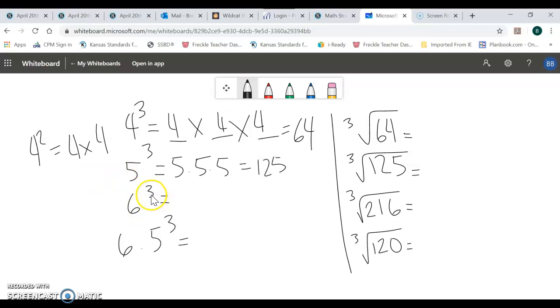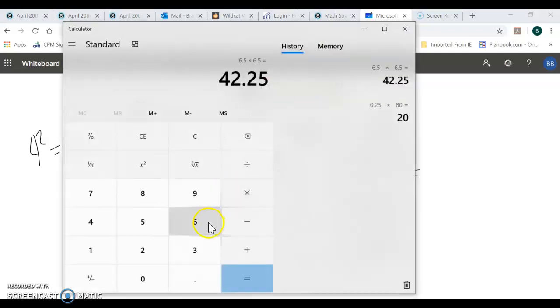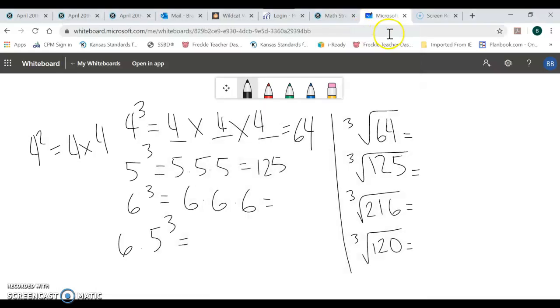6 3 times. 6 cubed. This little exponent is what tells you how many times you're going to see that number. So 6 3 times. 6 times 6 times 6. And you figure it out. Okay, what is that? And again, the calculators are on here on your computer. You can just type it in real easy. 216. Okay.